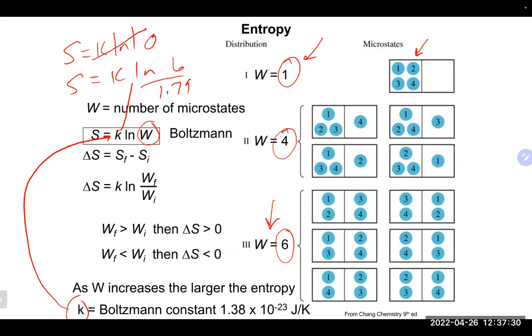So the more ways that you could do something, the more probability that it's going to happen, and we get a larger entropy value than if there's just one way of doing that. So if the number of microstates is greater than what you started with, then the entropy will be more positive, and obviously if it lowers, it will be more negative in that case. Any questions on that?